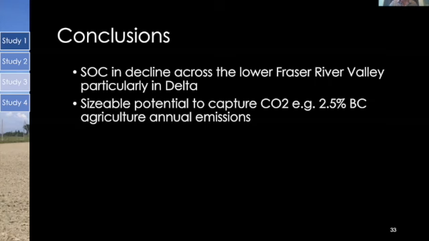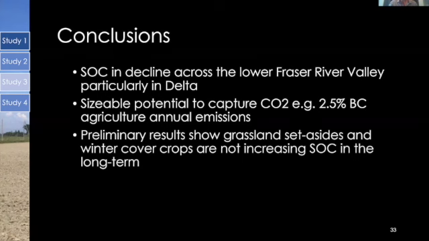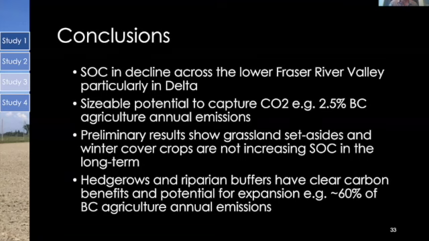So as I said, this 5.8 megatons represents 2.5 times the BC, not 2.5%, 2.5 times the BC agricultural annual emissions. And our preliminary results show that grassland set-asides and winter cover crops aren't necessarily increasing soil organic carbon over the long term. So we really do need to identify practices that are in field that can reach this potential that we're talking about.